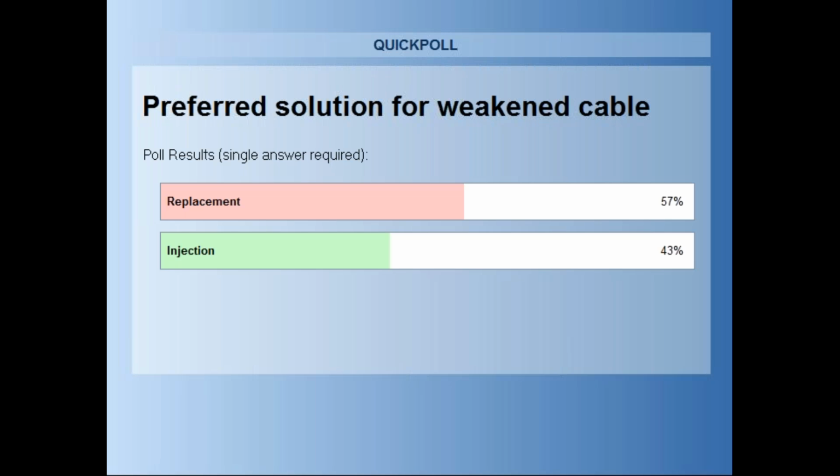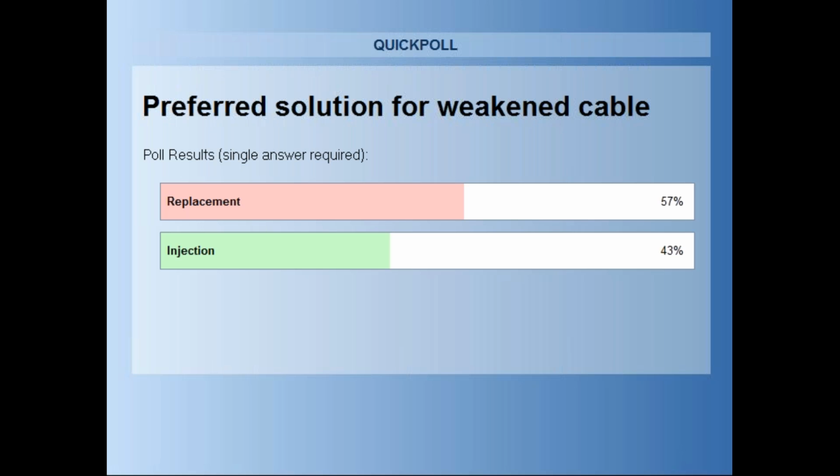Okay, we might have a little bit of a selection bias based on who called into the Novinium seminar, but it's a little bit more even here. I guess the reason why I put this in here is a lot of utilities that I've talked to look at injection as really a niche application. If we have cable that would really be disruptive to replace, or really expensive to replace, then in those situations we're going to look at injection as an option. Otherwise, our preferred is replacement.